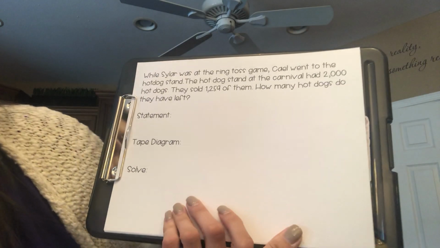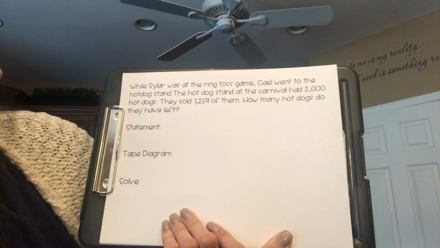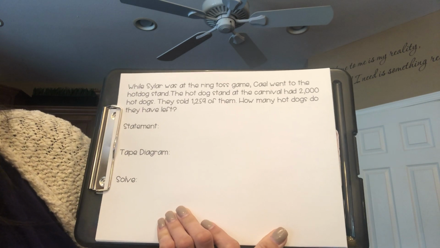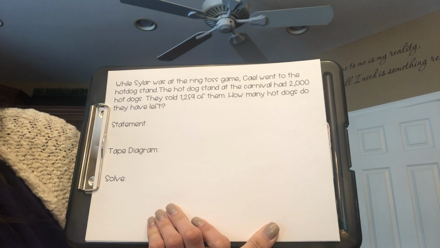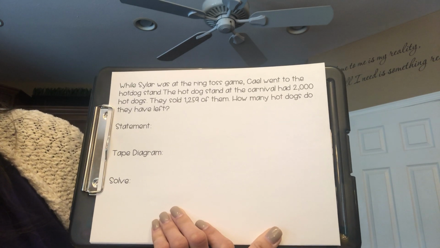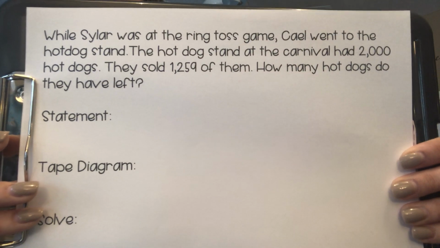Next one. Last one. All right, here's your word problem. While Siler was at the ring toss game, Kale went to the hot dog stand. The hot dog stand at the carnival had 2,000 hot dogs. They sold 1,259 of them. How many hot dogs do they have left? It's a pretty similar problem, but now we're at the hot dog stand.